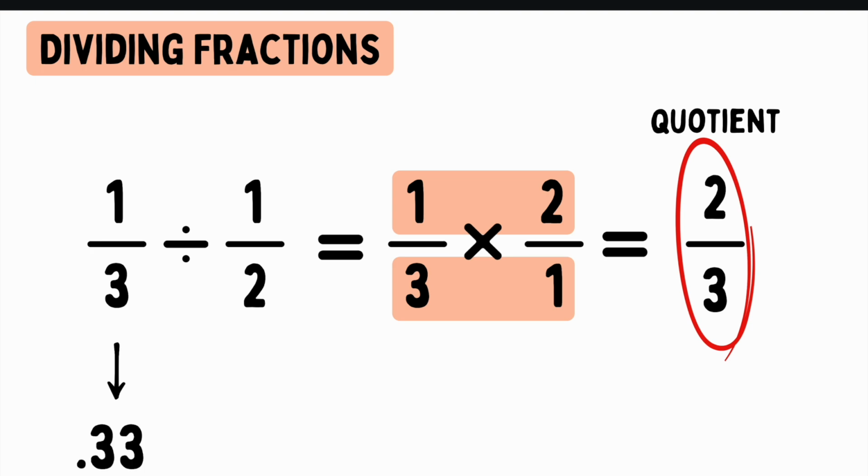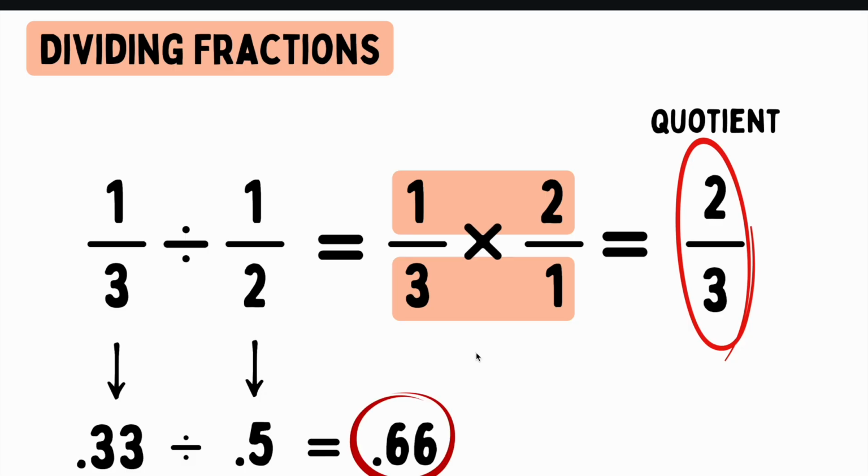1/3 is the same as 0.33 divided by 0.5, which is a half. 0.33 divided by 0.5 is 0.66. And we know that 0.66 is equivalent to 2/3.